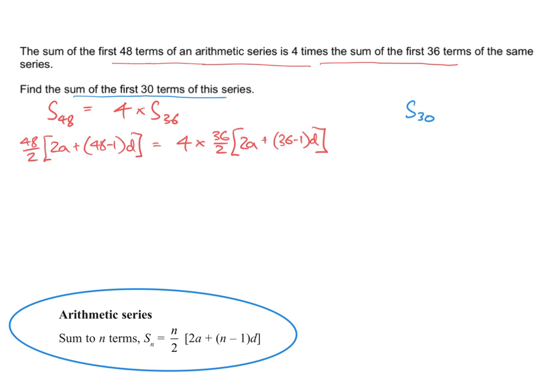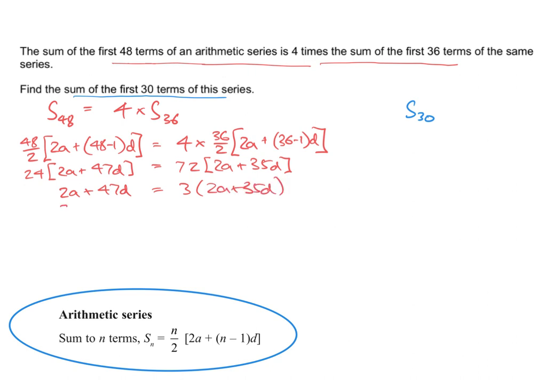Let's tidy this up a bit. What have I got here? I've got 24 (2a plus 47d) equals 4 divided by 2 is 2, 2 times 36 is 72, 72 (2a plus 35d). Now a quick inspection would see that 24 is a factor of 72, so I can divide by 24. I'm left on the left-hand side with 2a plus 47d equals 3 (2a plus 35d).